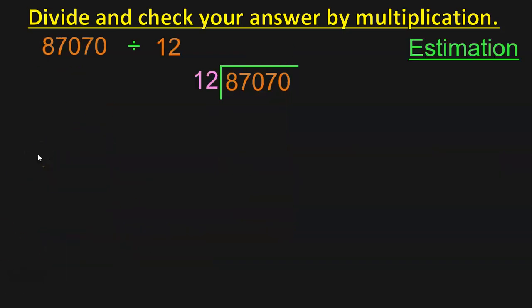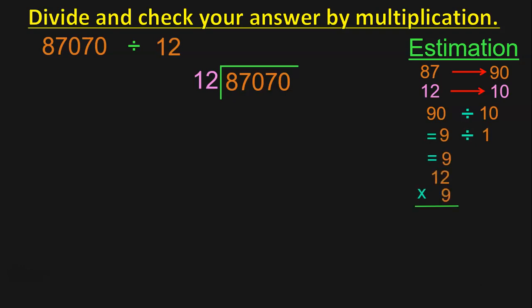Let us do another sum. Division of 87,070 divided by 12. Take the first two digits, 87. Let us do the estimation. 87 can be estimated to be 90 and 12 is estimated to the nearest 10 to be 10. So 90 divided by 10 will give you 9.